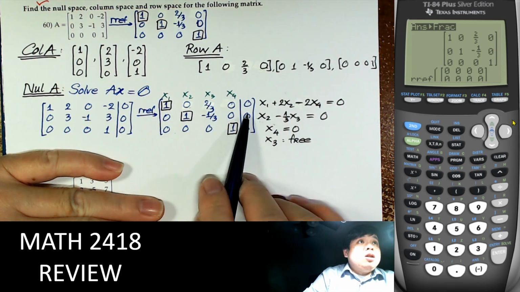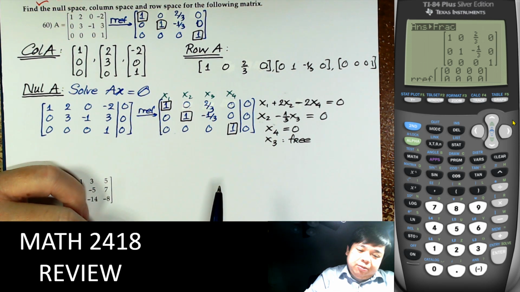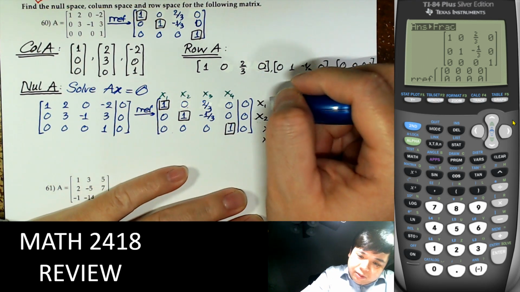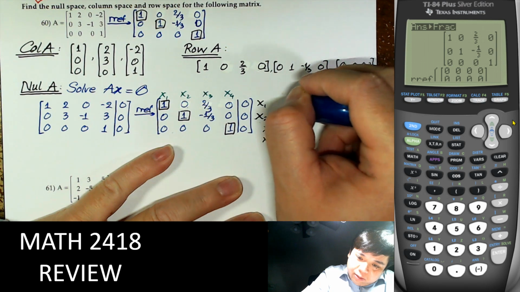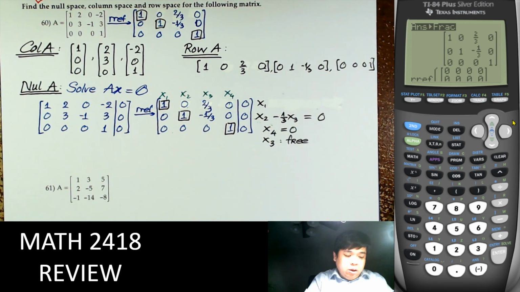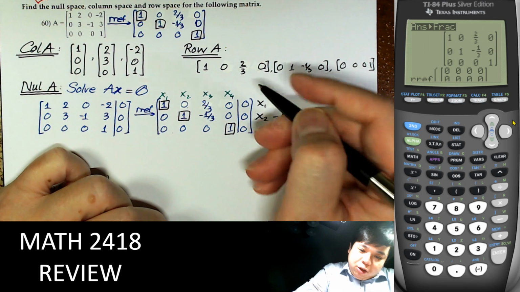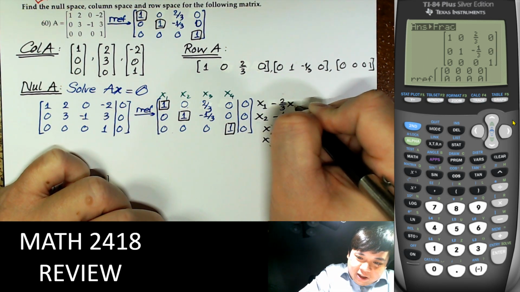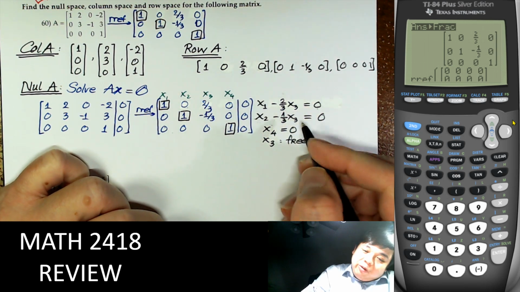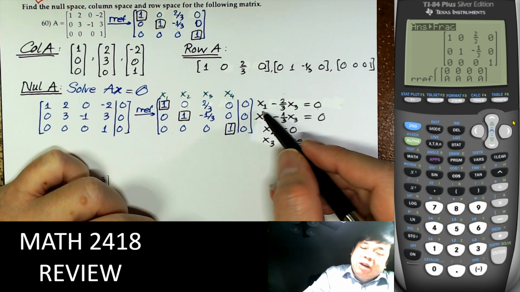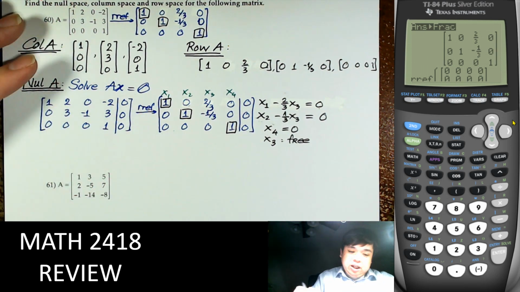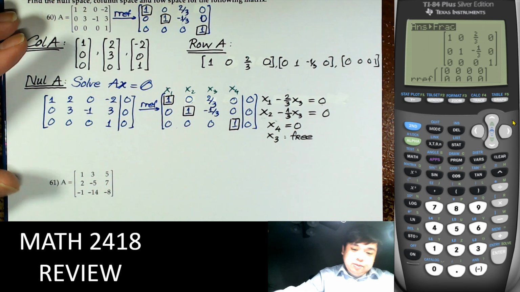x1 is 0, x2 is 2/3, okay, that's good. So when you write this, there should be something not right, because with only x3 as a free variable, we should have all the basic variables x1, x2, and x4 in terms of x3 here. Right, let's write the solution.